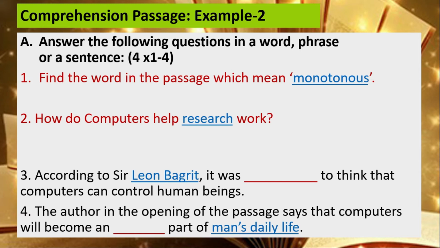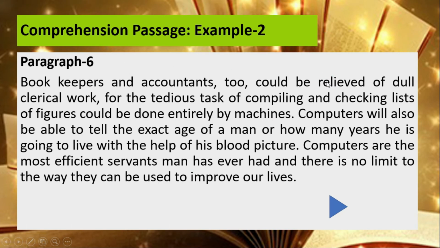Find out the word in the passage which means monotonous. See, when you find the word monotonous, it is a synonym or a collocation of a word used in the passage. You should think of the thought here where somebody or something is described as monotonous. Yeah, in the 6th paragraph, we have that idea, right? In the 6th paragraph, see, it is not in the order now. The first question is not from the first paragraph.